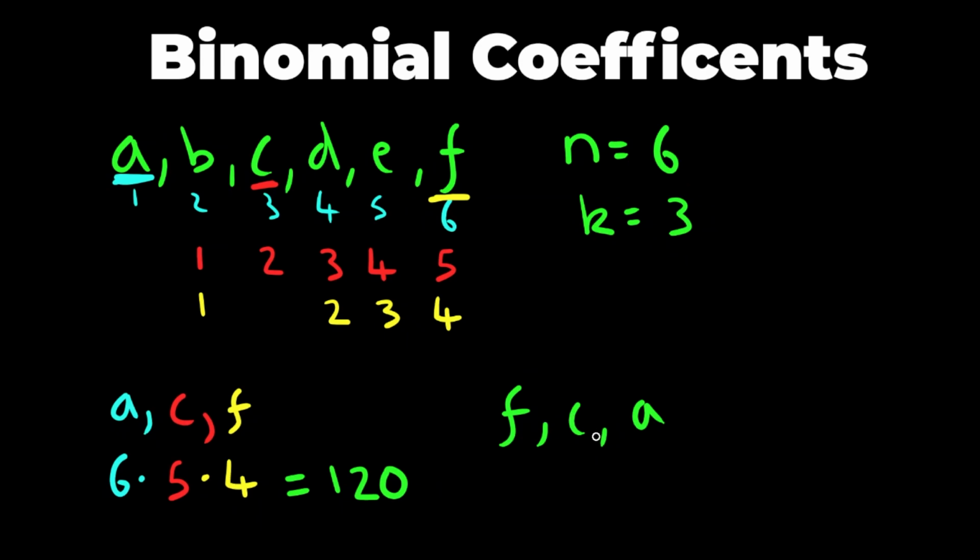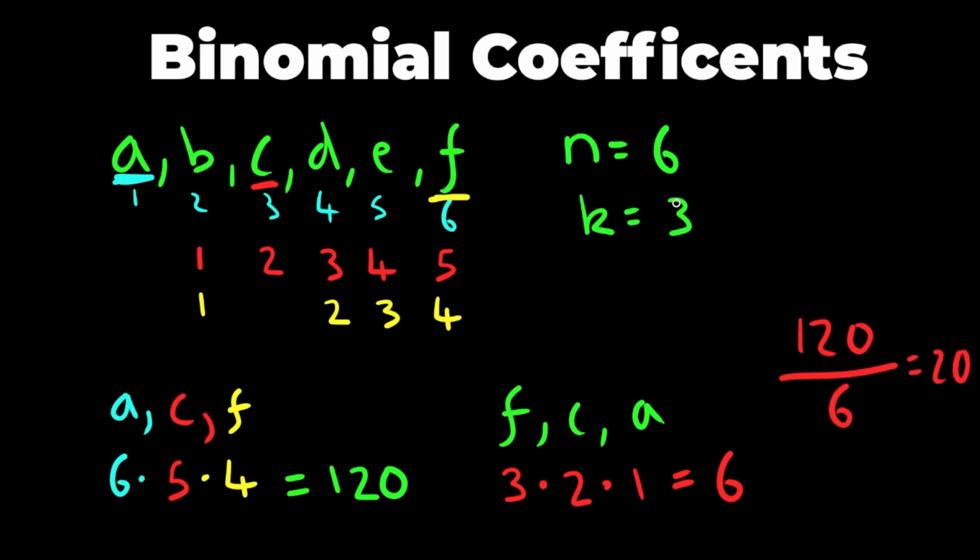How many ways can I arrange 3 things? So we can do the exact same thing as we did up here. There are 3 ways to arrange the first one, then I get 2 choices, then I get 1 choice. So I've got 6 ways of arranging 3 items. And so I can do 120 divided by 6 equals 20 possible ways to group 6 items into a group of 3.